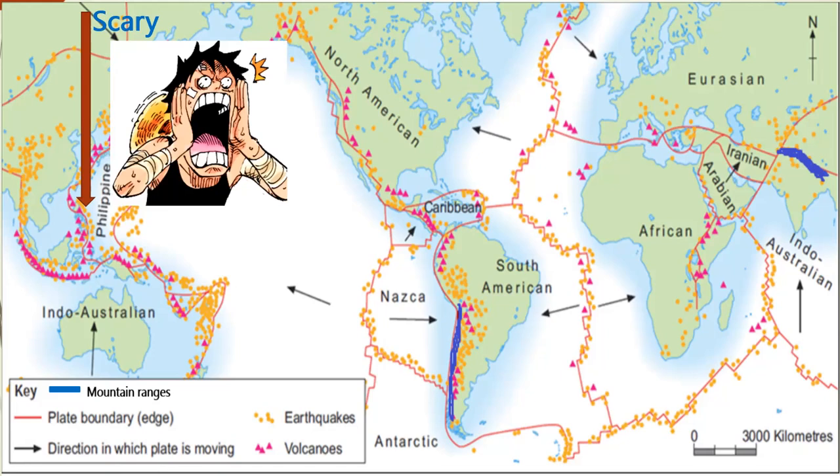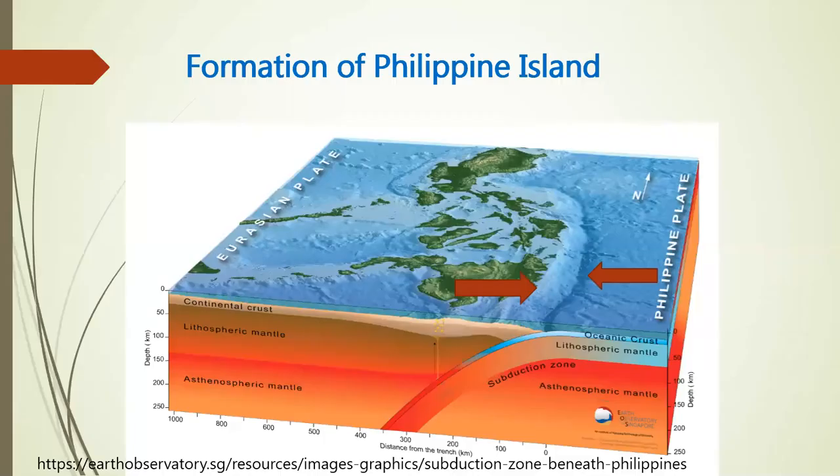Now, before discussing these volcanoes and earthquake epicenters in our country, let us discuss how the Philippine Islands were formed. Now, two plates collided to create our Philippine Islands. The plates that collided are the Eurasian plate and the other one is the Philippine Sea plate.